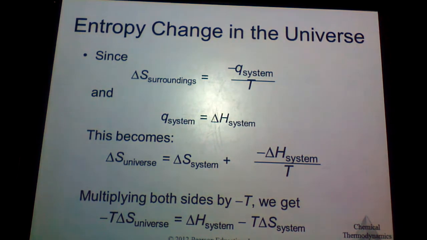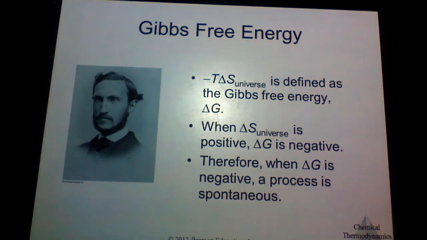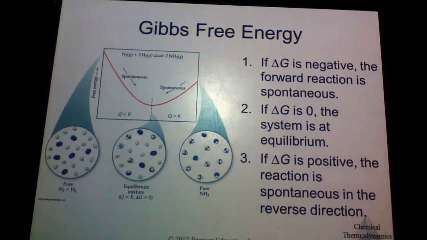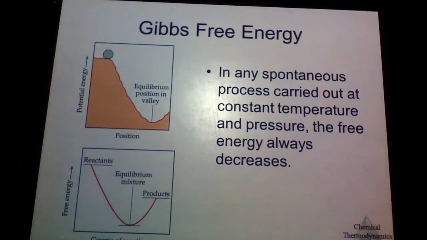But in this idea, I'm really only looking at the system and how the system is going to affect the universe. So that's why Gibbs is creating his own variable G. In any spontaneous process carried out at constant temperature and pressure, the free energy is always going to decrease. So again, we said that delta G will be negative if we have a spontaneous process.